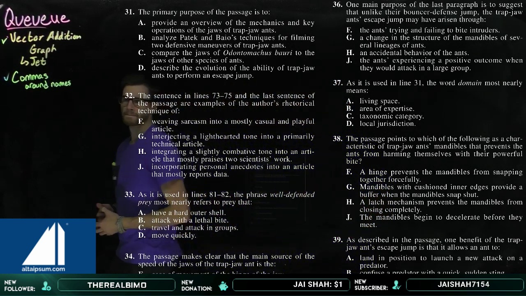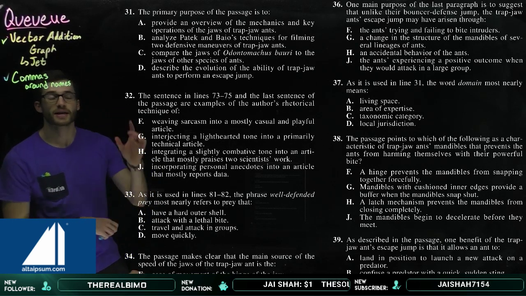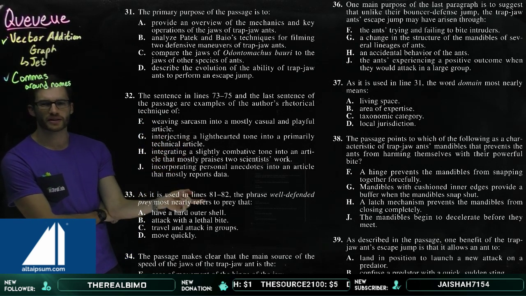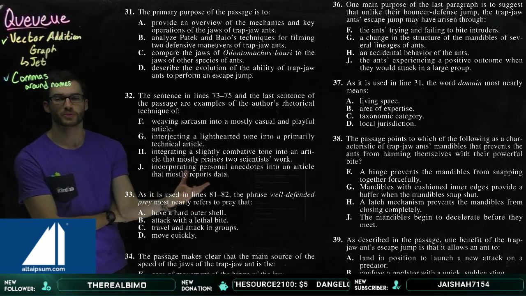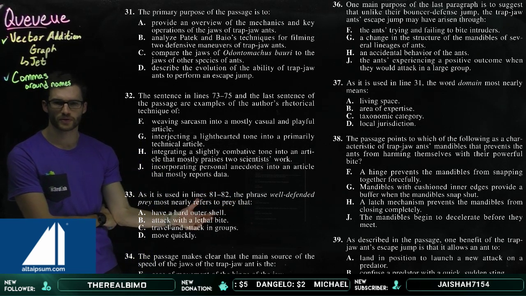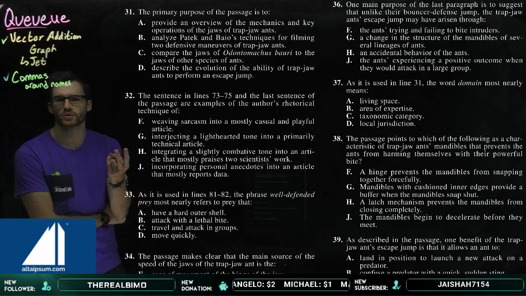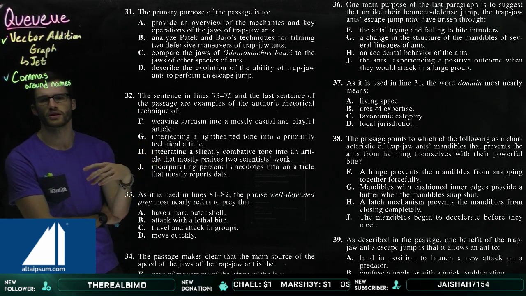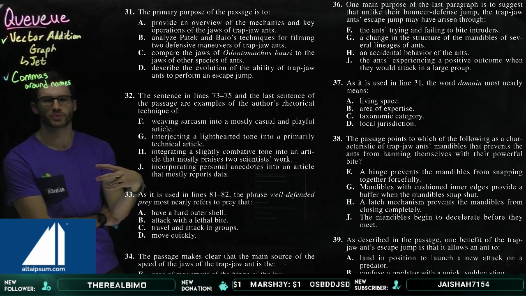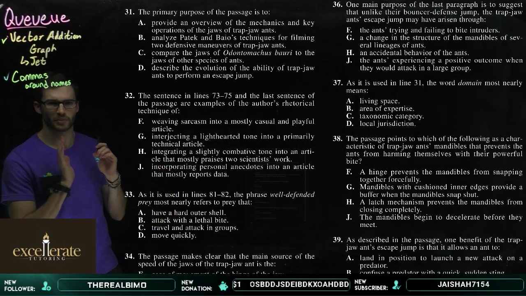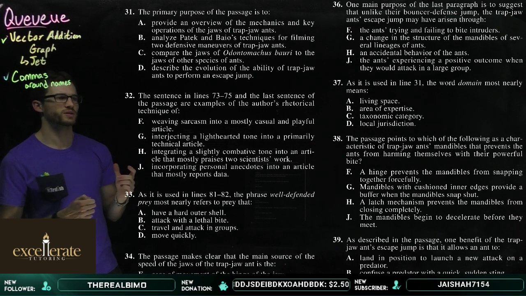Okay, good. As it is used in lines 81 to 82, the phrase "well-defended prey" most nearly refers to prey that... So this is a little more complicated, because it's two words, one of which is a compound word. Well-defended prey is prey that something. So we're not trying to define prey, we're still talking about prey, but now we need to see what well-defended prey means.